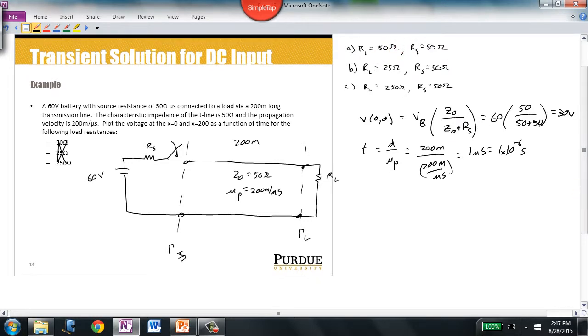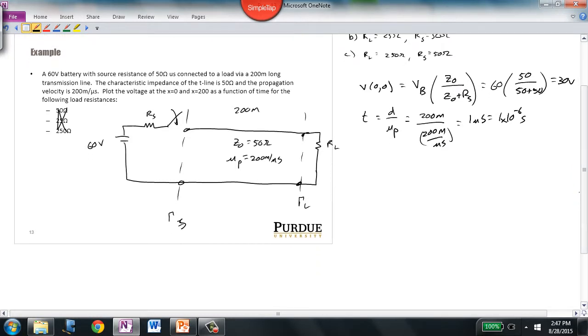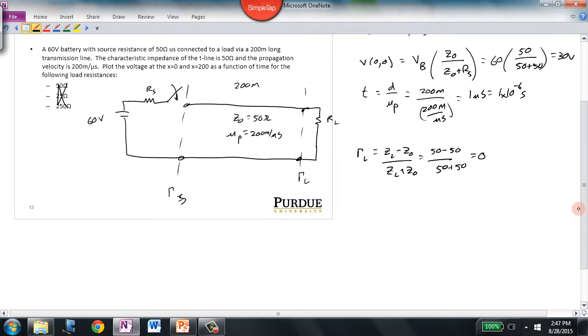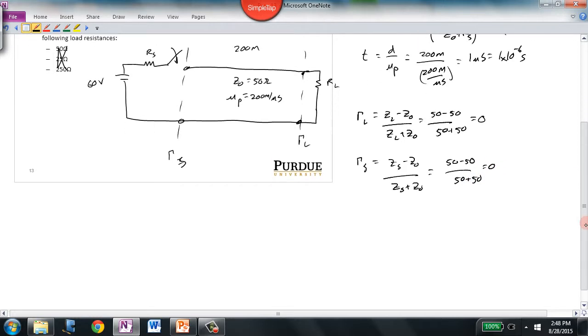We'll start with load resistance of 50 and source resistance of 50. What we'll do is calculate our voltage reflection coefficients. That's ZL minus Z0 over ZL plus Z0 at the load. So in this case, 50 minus 50 over 50 plus 50, and that is equal to 0. And the reflection coefficient of the source is going to be ZS minus Z0 over ZS plus Z0, which is 50 minus 50 over 50 plus 50, and that's also equal to 0. So there's no reflections occurring in the circuit.